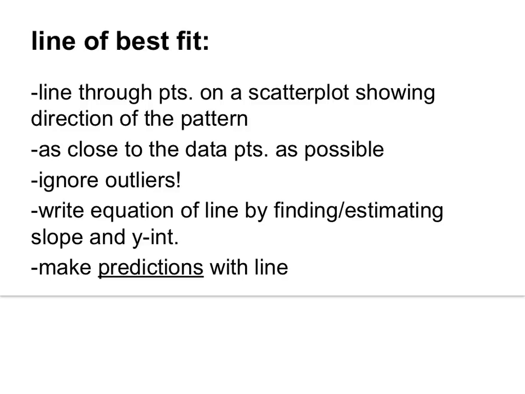Ignore the outliers. You shouldn't really pay attention to those when you're drawing your line of best fit. And then you can write the equation of the line by finding or estimating the slope and the y-intercept. Since it's a line, we can write an equation for it in y equals mx plus b form. And finally, make predictions with the line. That's sort of the whole purpose of making a line of best fit in the first place.